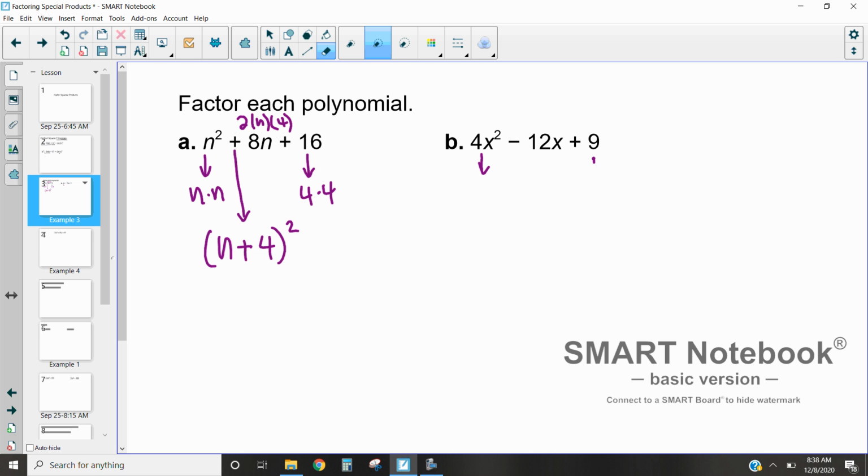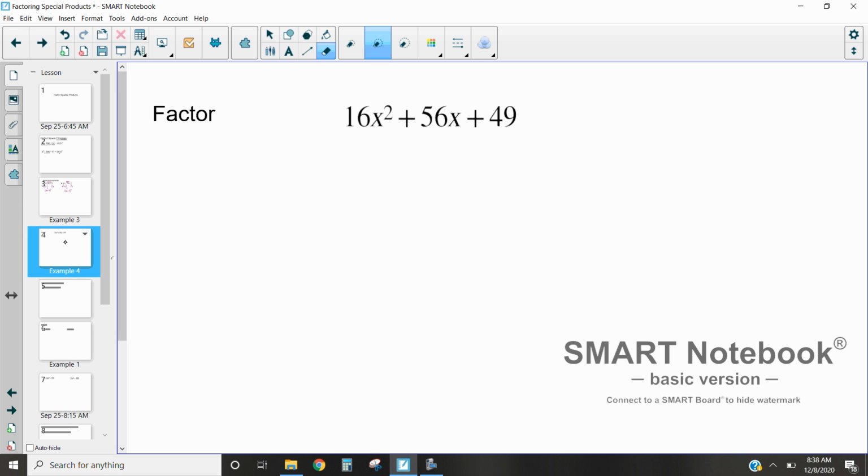This one also is a perfect square trinomial because the first term is a perfect square. It's 2x times 2x. And our second term is a perfect square. It is 3 times 3. So because those are both perfect squares and our middle term here is 2 times 2x times 3, what we can do is write it as 2x with a 3. Then we look at our sign here. Because it's a subtraction sign, it's going to be (2x - 3) squared. Awesome. Okay, so let's try one more example like this.